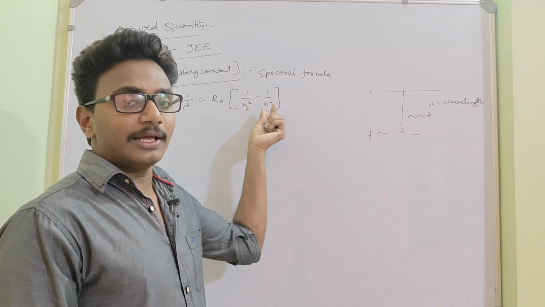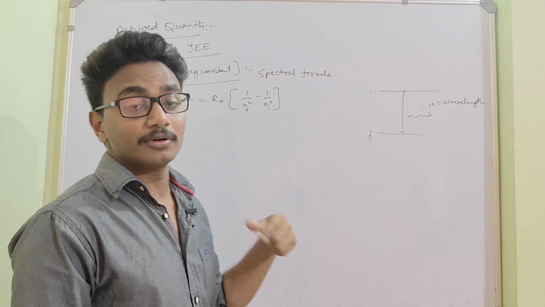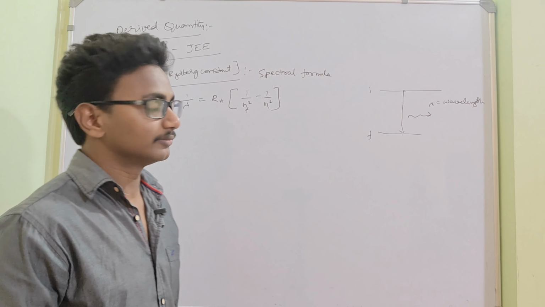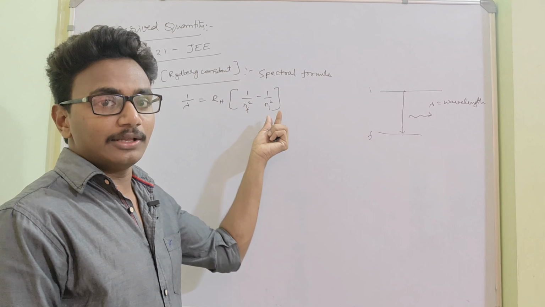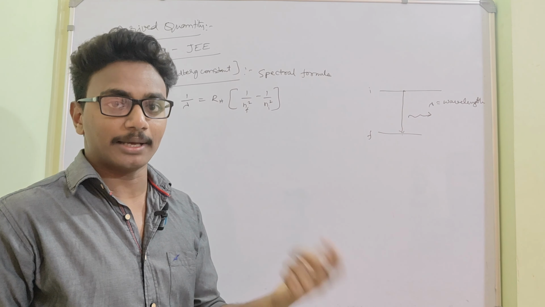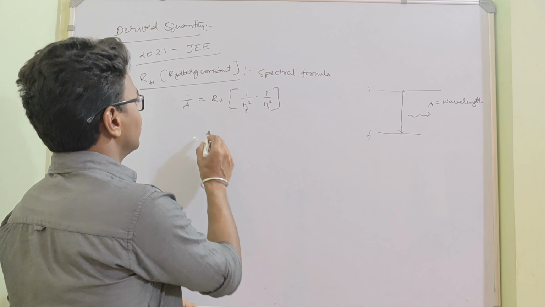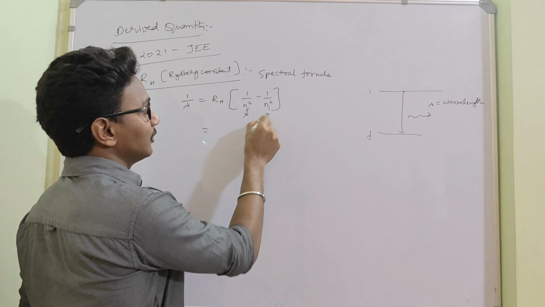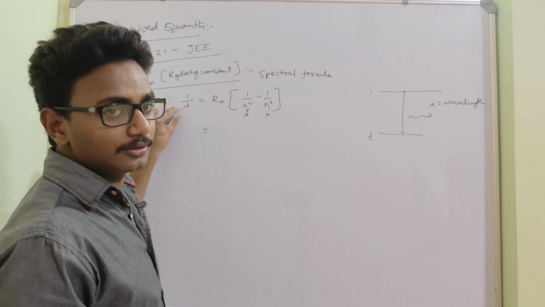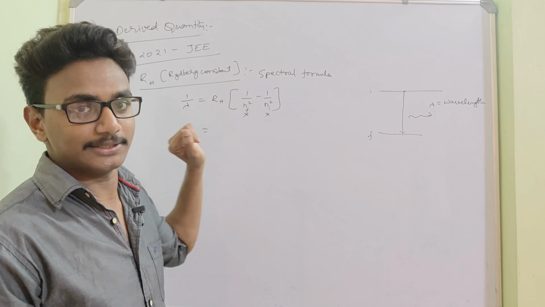This nf and ni are quantum numbers, principal quantum numbers for those two states. They don't have any units because they are quantum numbers, just numbers. So if you can find the unit for wavelength, you can get units for RH.